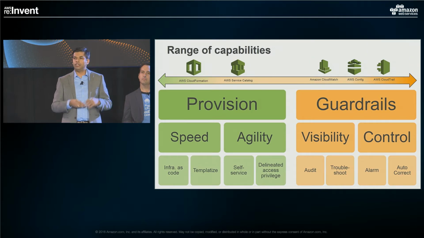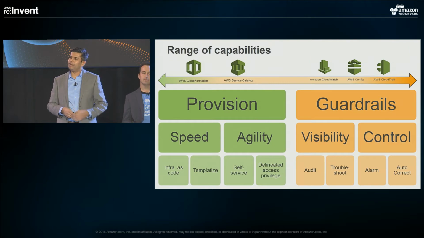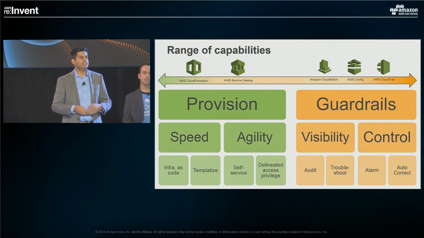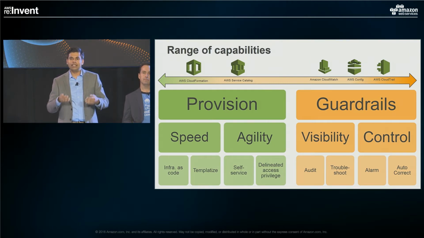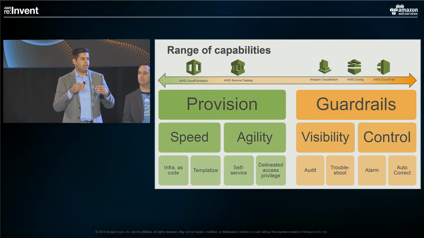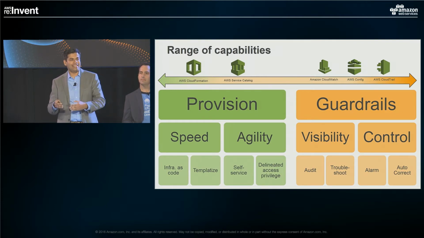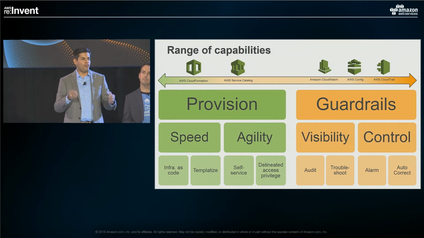Once the infrastructure is provisioned, there's also need for Adam to maintain visibility and control over his infrastructure. And that's where CloudTrail, CloudWatch, and Config come in. With these services, Adam can define guardrails that enable him to ensure that Daisy stays within the defined path.